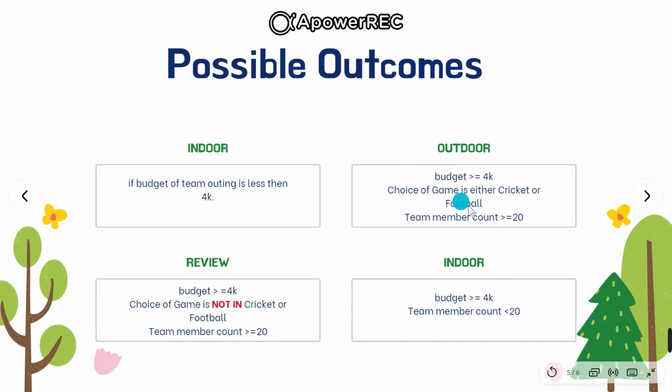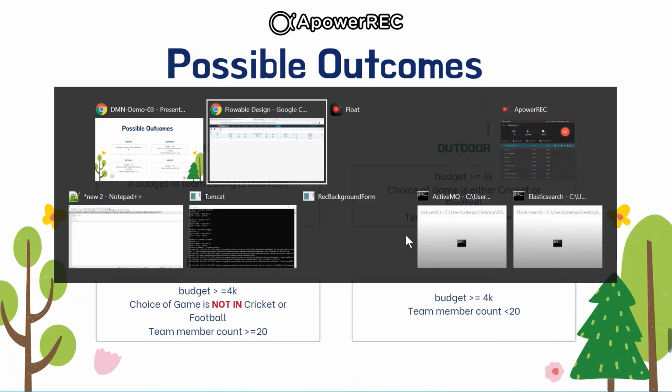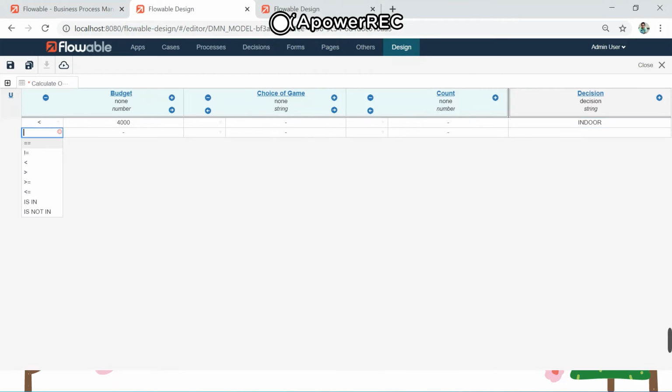Now the second is the outdoor output. If budget is greater than 4K and our choice of game is either cricket or football and team size is greater than or equal to 20. Simply you can have an operator here, greater than or equal to 4,000 as your budget. You can have choice of game either in cricket or football, and number of count is greater than or equal to 20. Then we have outdoor.